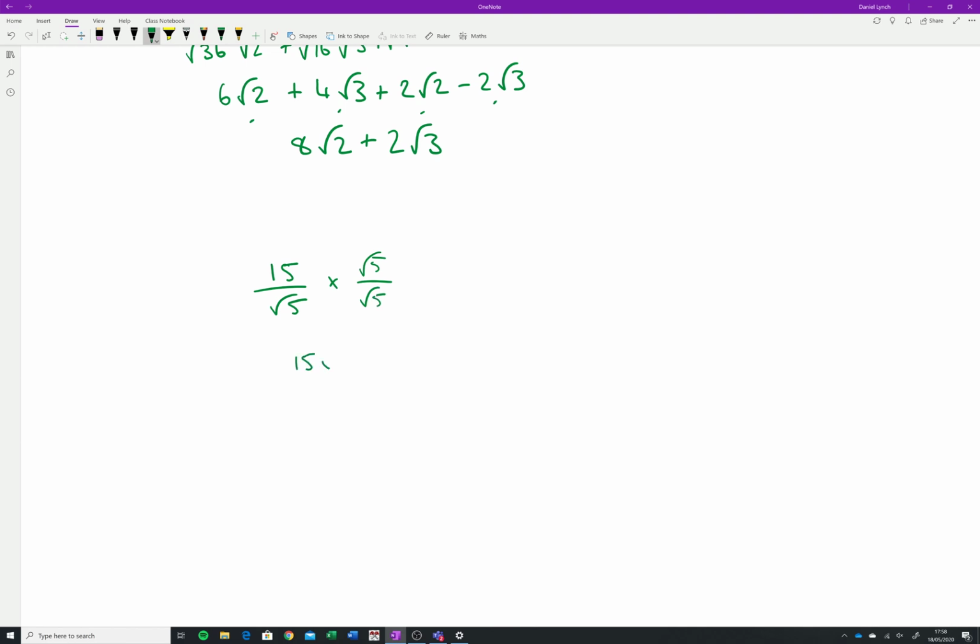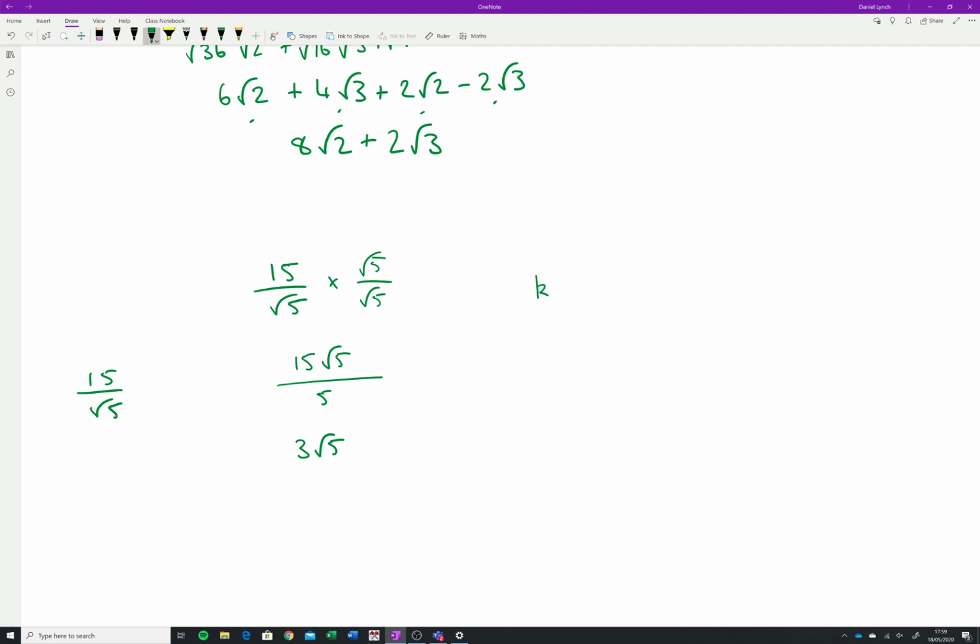Because the top by root 5 will be 15 root 5's. And the bottom by root 5, well, root 5 by root 5 is just root 5 squared, or 5. And 5 divides into 15 to give 3. So we have 3 root 5's. So another way to say 15 over root 5 is to say 3 root 5's. Okay, simple as that. We might just go and do a little bit of multiplication. Let's say this one here. These are all maybe just a little bit too easy, if I dare say so myself.